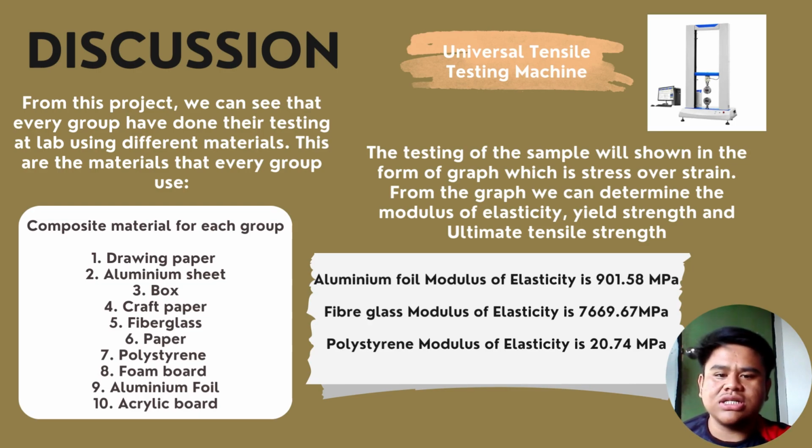The highest modulus of elasticity is from group 5. They used fiberglass, and the value is 7,669.67 megapascal, and the lowest value in our class is polyester, which is from group 7, and the modulus of elasticity is 20.78 megapascal. So this is the highest and the lowest modulus of elasticity.